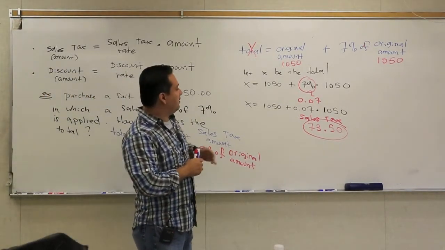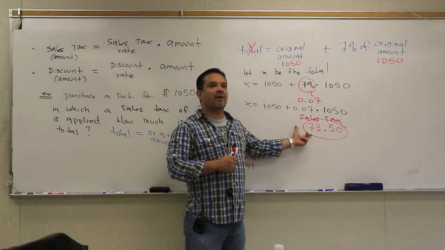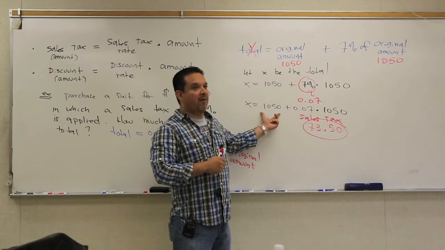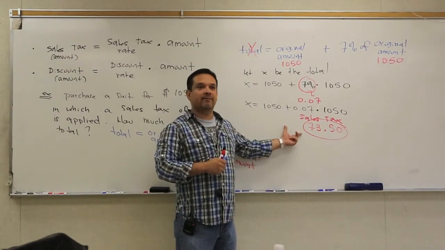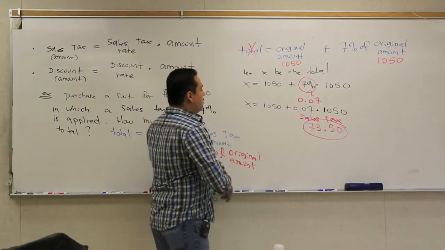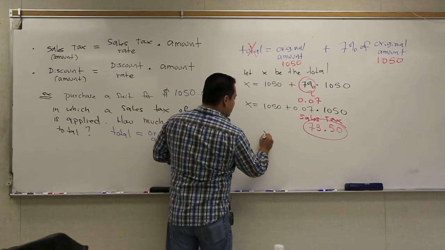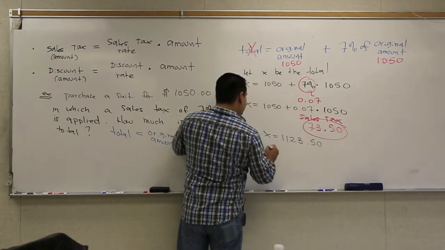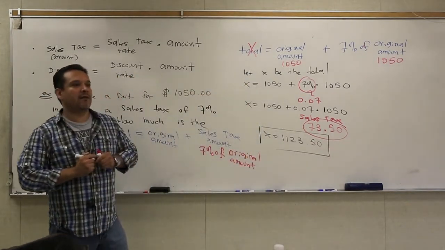Too much money. Okay, the sales tax is $73.50. Is that right? Remember, you're talking sales tax. So they want you to actually approximate to the nearest penny? Of course they do. So what's 1050 plus the 7350? 1123.50. Everybody second that? Is it 1123.50? Now this is what x is.